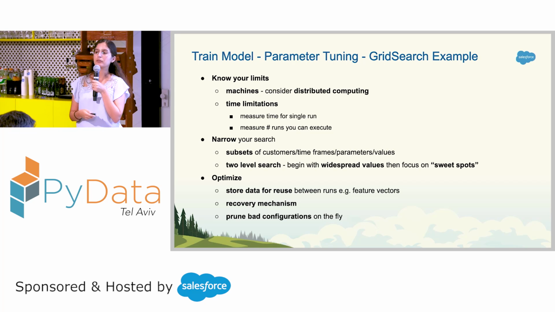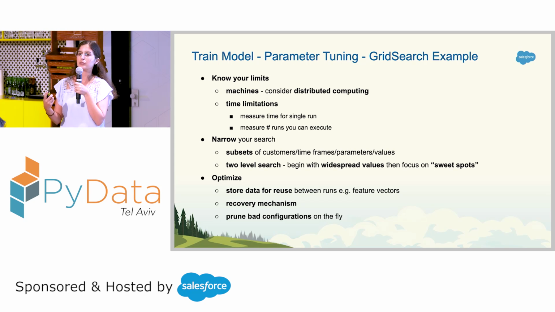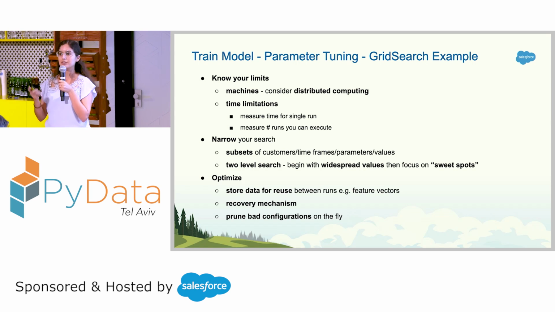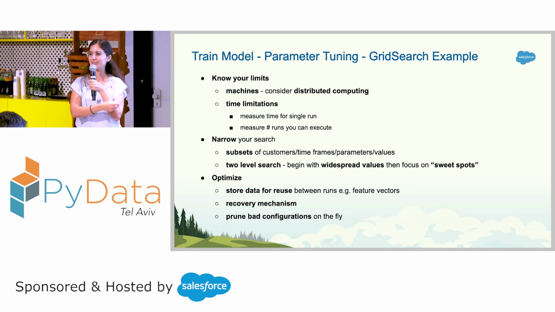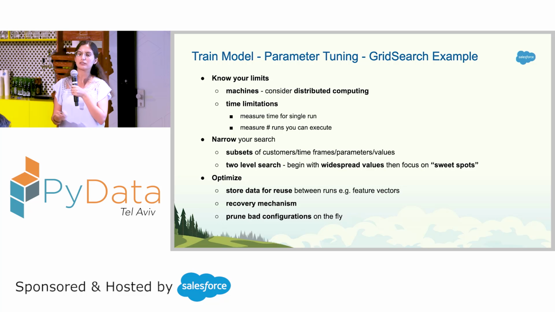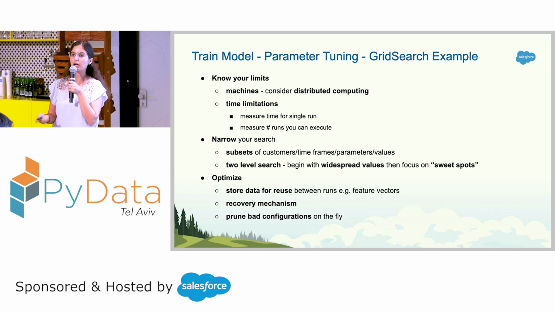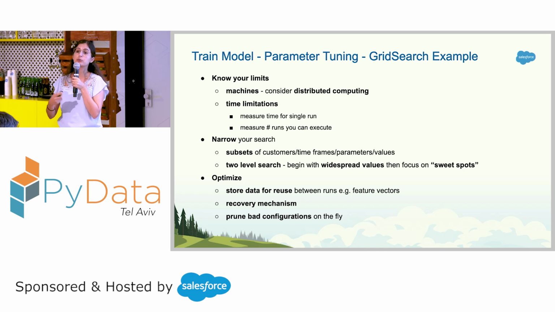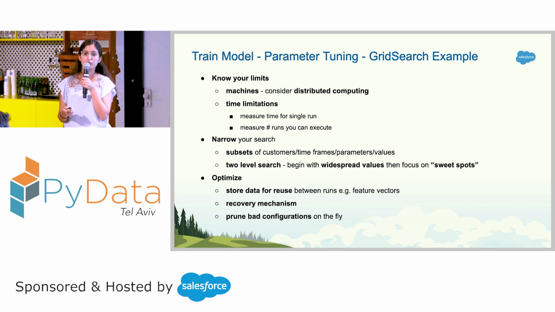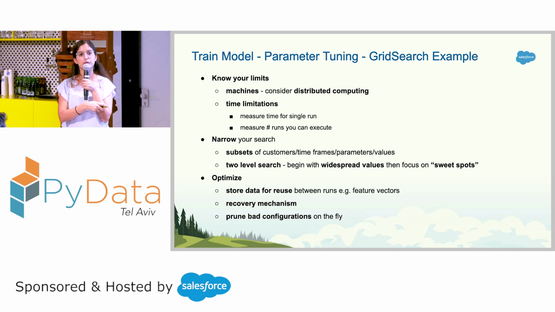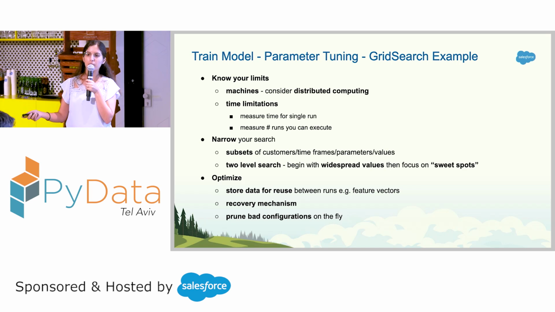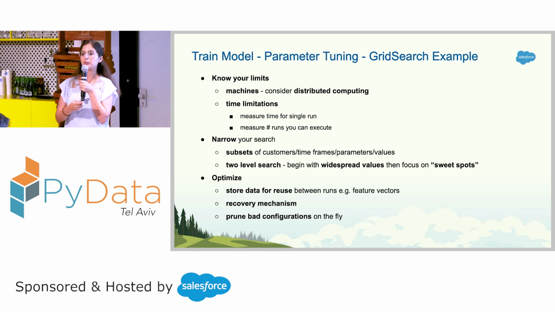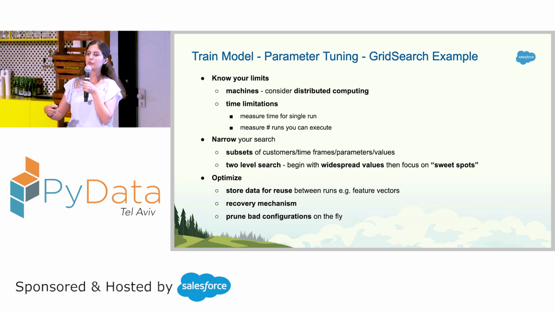Once you know that, you can start narrowing your search. So you choose subsets of customers, subsets of everything we talked about, the N, the P, and so on. We choose subsets of parameters, subsets of values, and you can also use a two-level search when it comes to the parameter values, because obviously each parameter has many possibilities for the values that we choose. We can start with widespread values and then tune as we go.